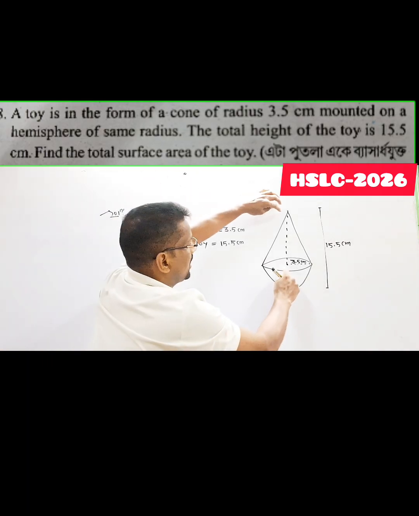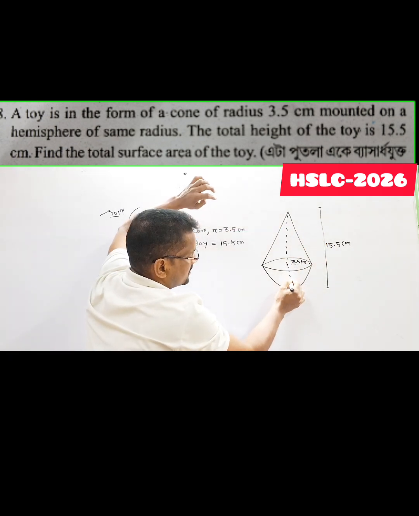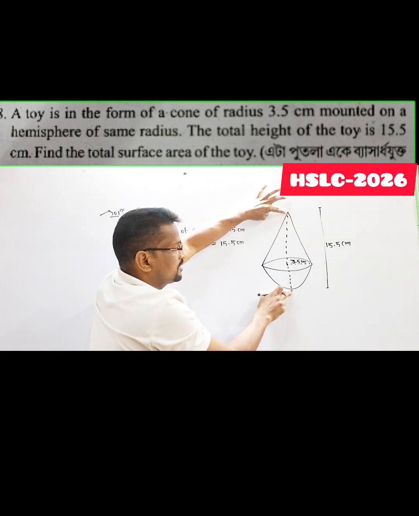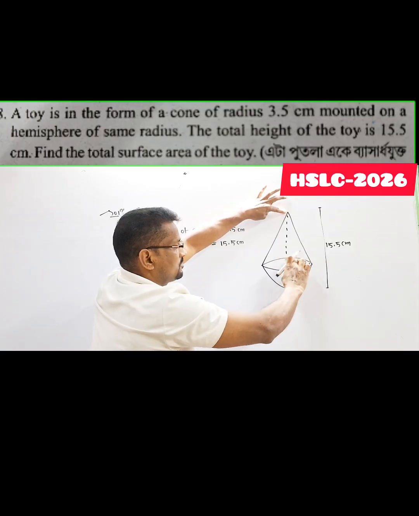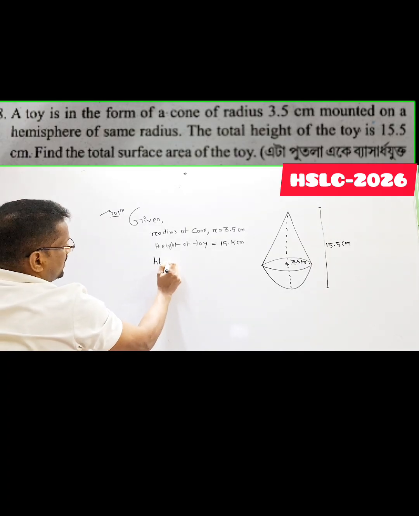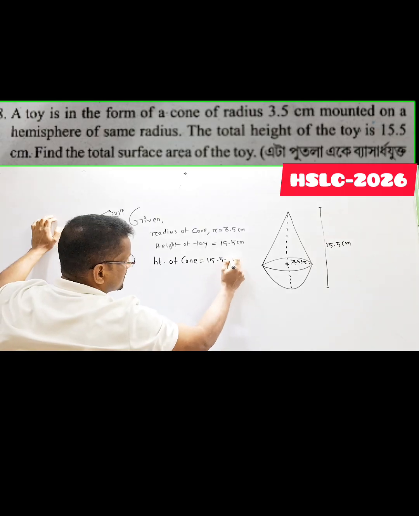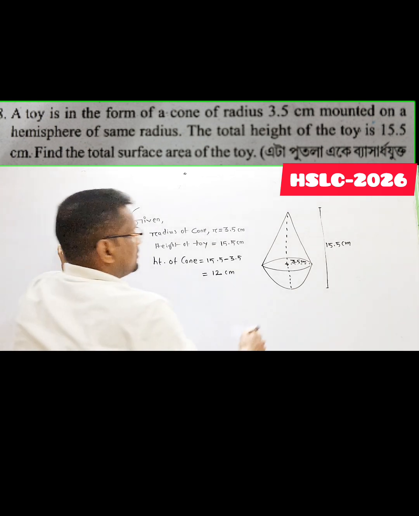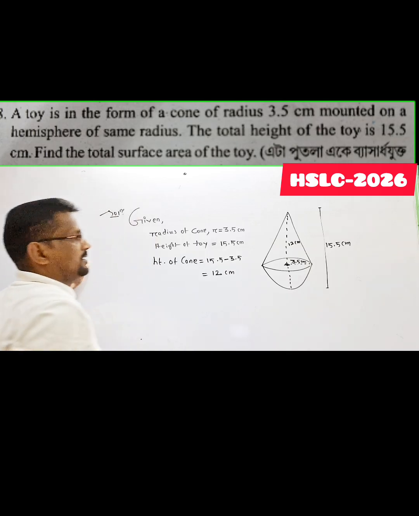Then what will be the height of the cone? The height of the cone, you see, this part you subtract, this is nothing but radius. From here up to this, it is the height of the toy. And if I say height of the cone, from here you have to measure, this part is the height of the cone. So this part is nothing but the radius of the hemisphere, 3.5. So let us write height of cone equal to 15.5 minus 3.5, that's equal to 12 centimeter. So you obtained height of the cone is 12 centimeter.